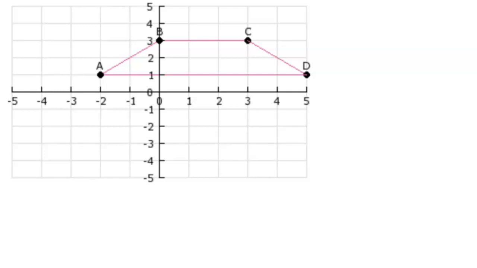Hello. All right, so we are going to go over area on a coordinate plane. So we're going to go ahead and do some examples of this from your quiz. So this is one example. This is a trapezoid and it's on a coordinate plane.